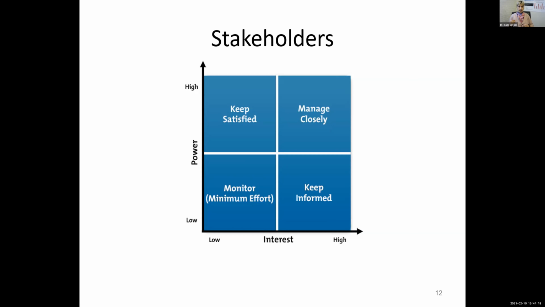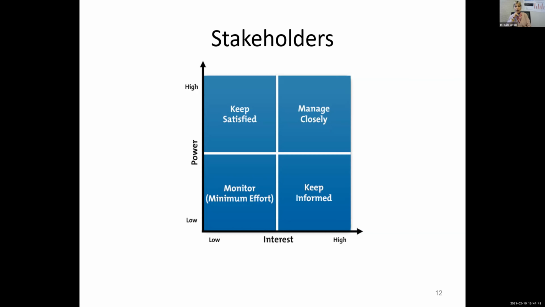Scale here on this example is low-high. Yes, low interest, high interest, as you see it here. Low interest, high power. This is a simplified version. Scale is up to you. You can say 1 to 5, 1 to 3. It's up to you. And this is just the basic.